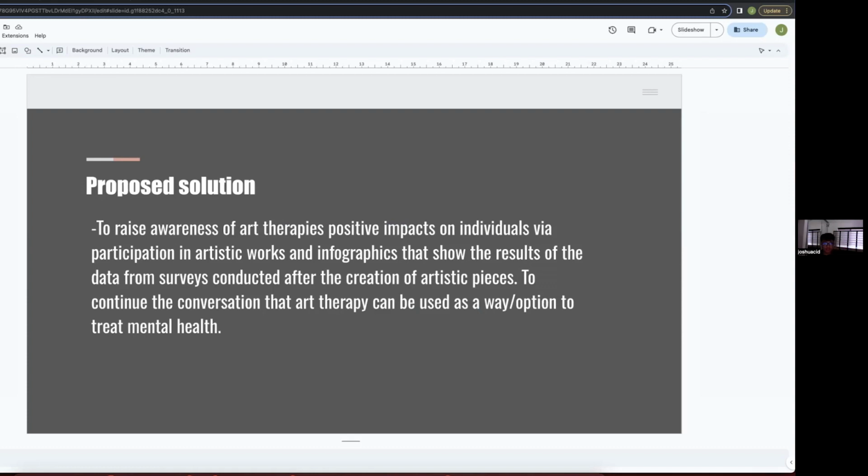All right, so going back to my project, since there's no reasonable or fully proven solution to dissolve this problem, the most I can do is raise awareness of art therapy's positive impacts on individuals via formal assessments that will have participation in artistic works, and infographics that will show the results of the data from surveys conducted after the creation of their artistic pieces. Basically, to continue the conversation that art therapy can be used as a way or option to treat mental health.